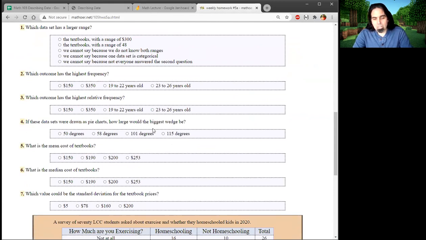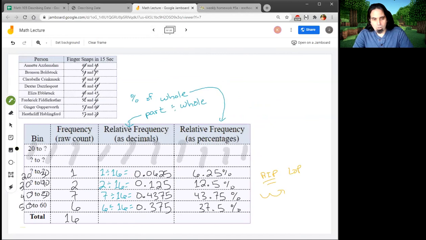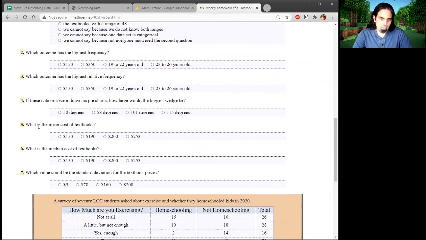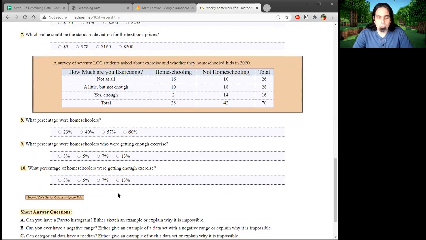Another one, what's the biggest wedge? When you're drawing a pie chart, all the way around is 360 degrees. So the biggest piece would be 43.75% of 360 degrees. Mean and median, we did an example of. And standard deviation, remember, is how much things change from the middle value. So you don't know how to actually compute this yet, that's next week, but you can look at this and see which one of these is within bounds and which are totally unreasonable. And then this one we also talked about.